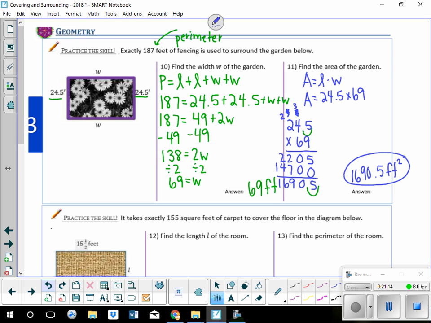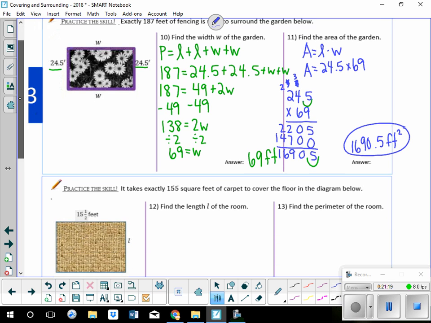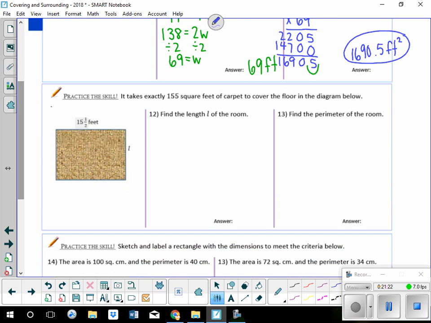All right, let's look at your next one. This says it takes exactly 155 square feet of carpet to cover the floor in the diagram below. So if it takes 155 square feet of carpet, what value have we been given? Not the perimeter. The length. Not the length. Area. You've been given the area, right? Because remember from your pictures that you were showing me, your hand signals, you're showing me what's inside. So we have 155 square feet. Okay, so that's what's inside.